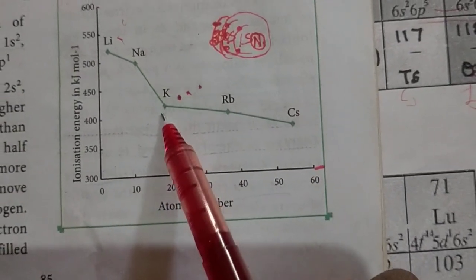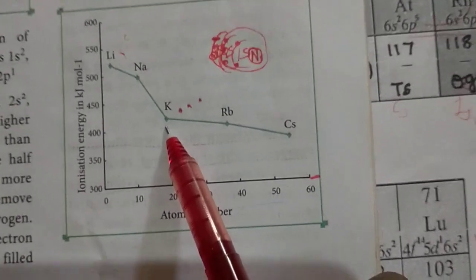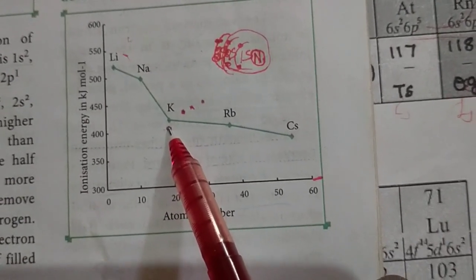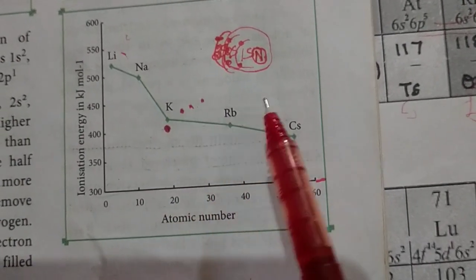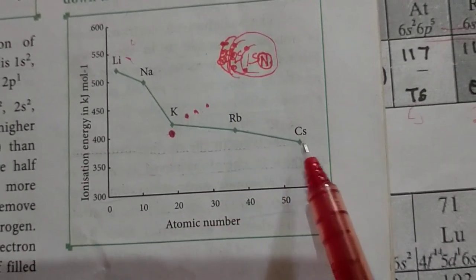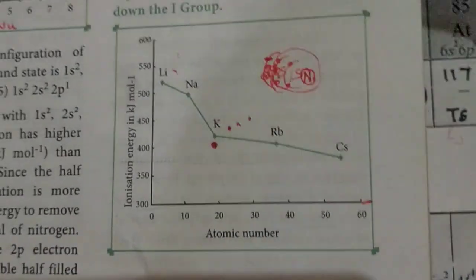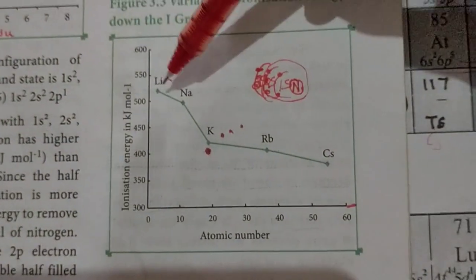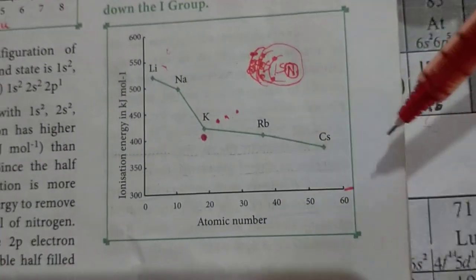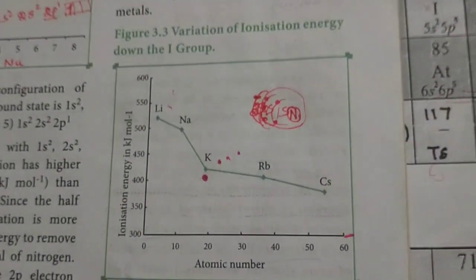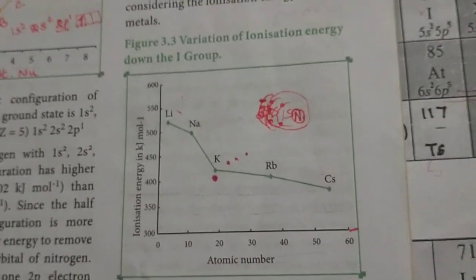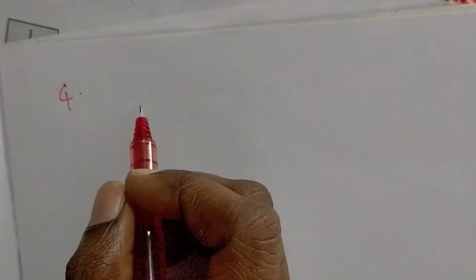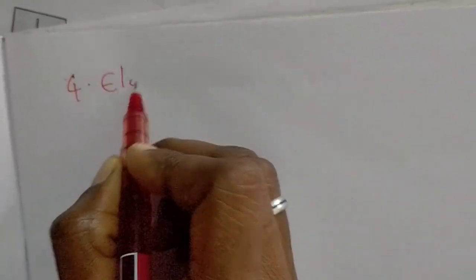So the ionization energy is decreasing with the increasing shielding effect. The same is the case in rubidium, and cesium also. So ionization energy decreases with increasing atomic number, depending upon the shielding effect. Fourth periodic trend is electron affinity.